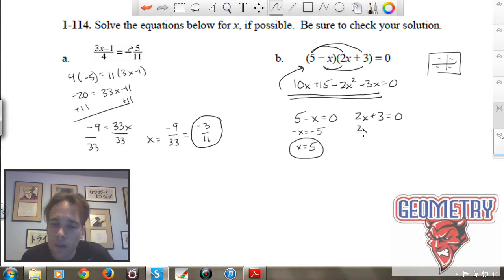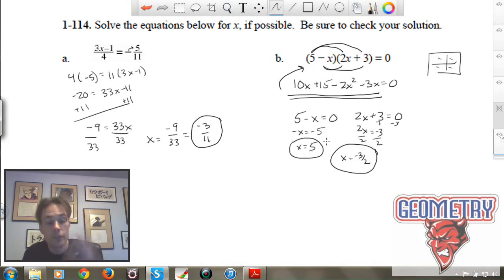The other one, I'm going to subtract 3 from both sides. 2x equals negative 3, divide both sides by 2, x equals negative 3 halves is our other solution. So there's two answers to part B. You got to have both of them. X equals 5, or x could equal negative 3 halves.